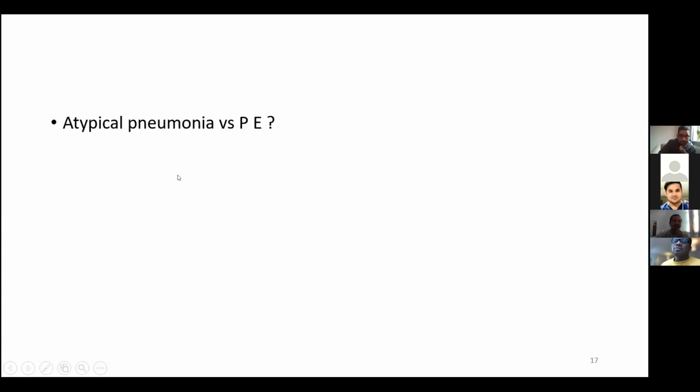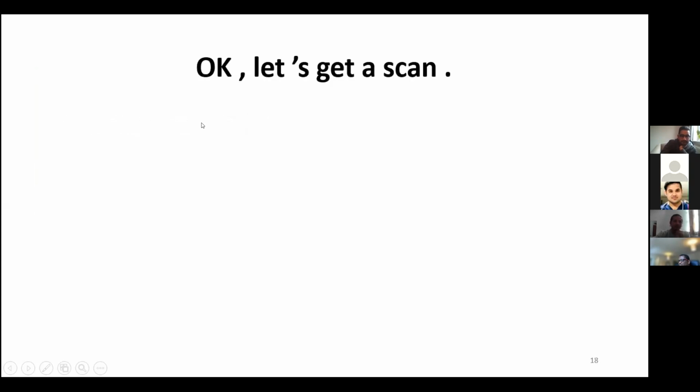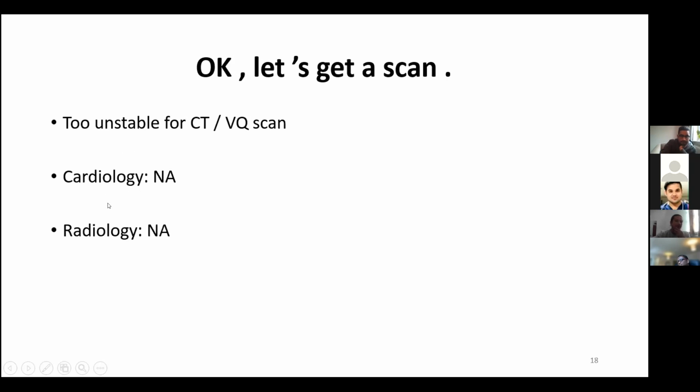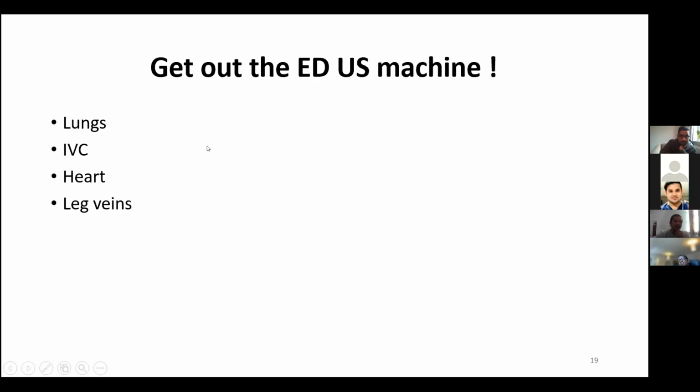So what's your likely diagnosis, guys? Yeah, clinically, Dr. Shil, it looks like a PE. So we also decided to do a scan, but the patient was too unstable for a CT or VQ scan. Cardiology was not available, and radiology was also not available. We decided to do an ED point of care ultrasound.